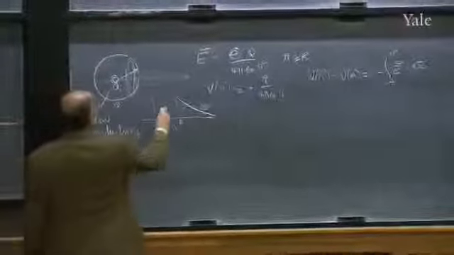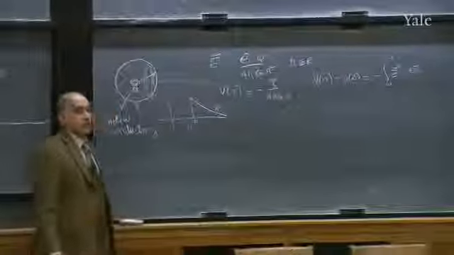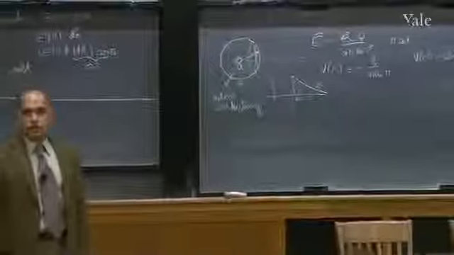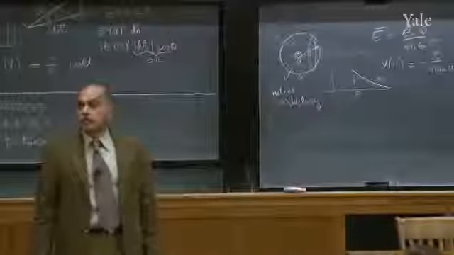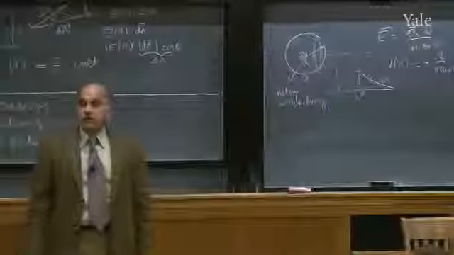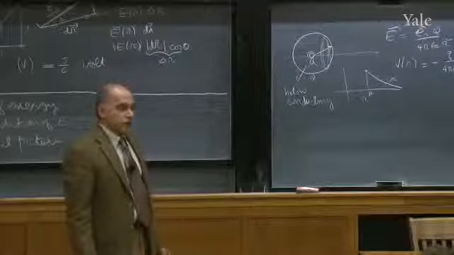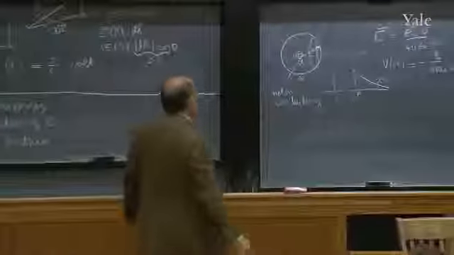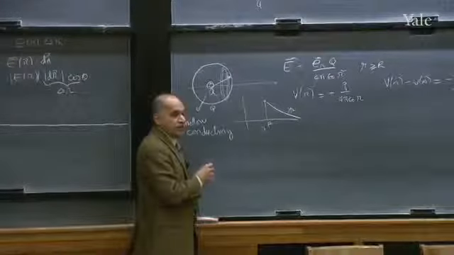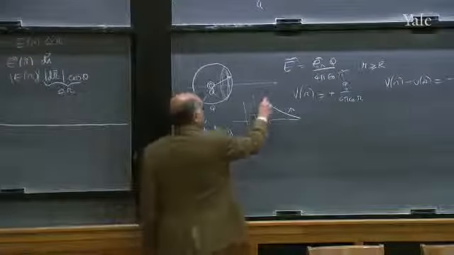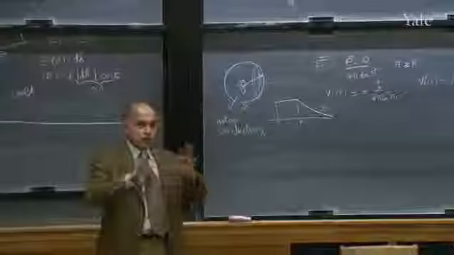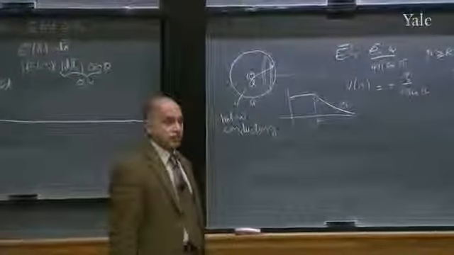Now, what about for r less than R? How do I continue this graph? Pardon me? You can use Gauss's law. If you use Gauss's law inside, what will you get for E? E is 0. Integral of E dot dr is 0. So potential does not change inside the sphere. But don't think potential is 0. It does not change. It's stuck at this value. So throughout the hollow sphere, there's only one potential.